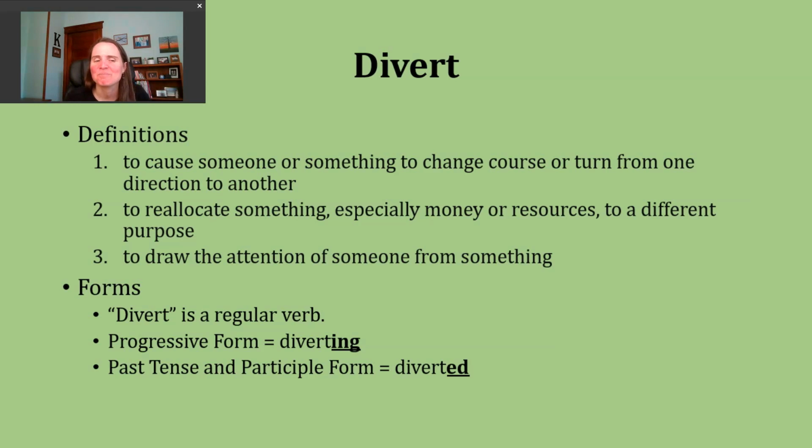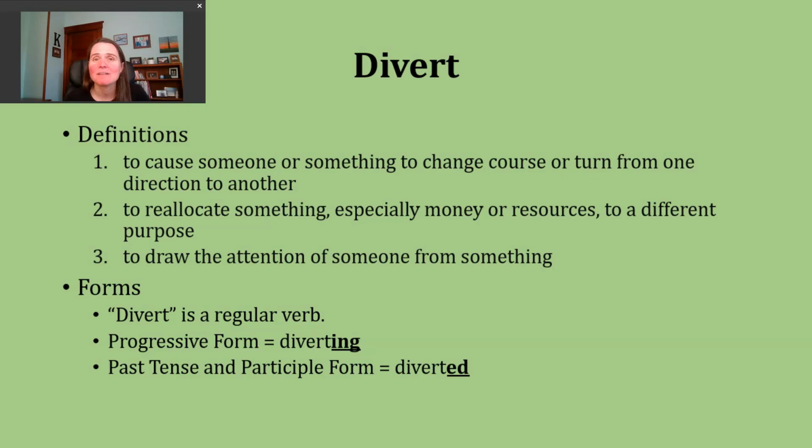For now, you should know that divert is a regular verb. If you want to make the progressive form of this verb, all you need to do is add ing, and that forms diverting. The past tense and the participle form of our verb can be made by adding ed.